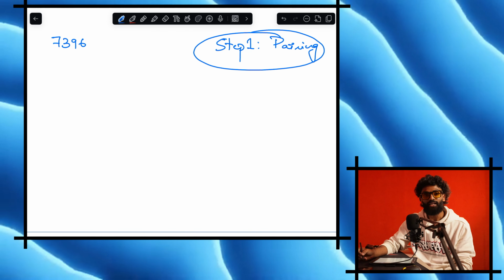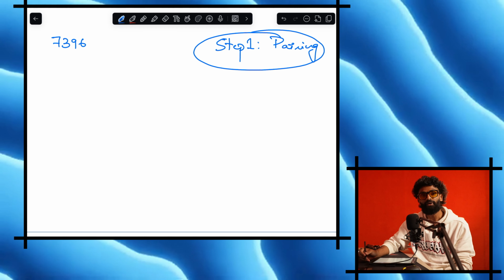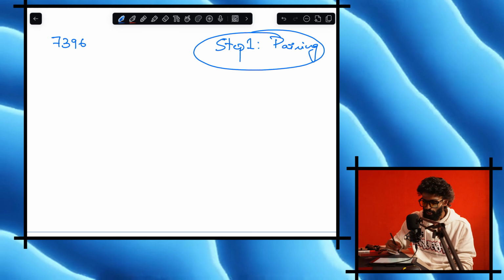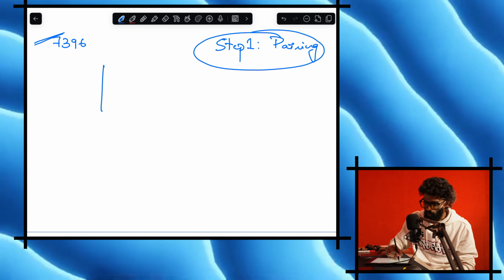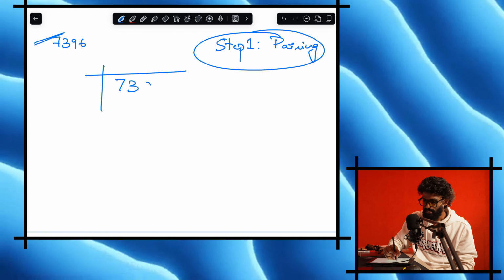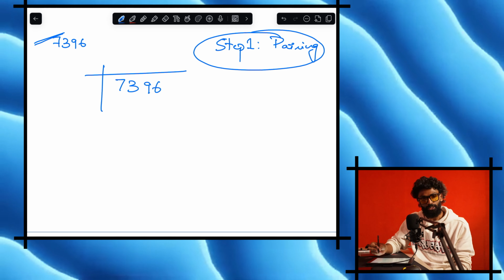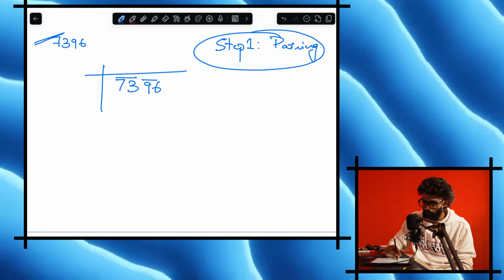So how do we solve? Step number 1, as you can see, is pairing up the numbers. The pairing should always happen from your RHS, which means right hand side. The first question we've taken here is 7396. We draw the method, we draw the lines. The most important step is pairing. We pair the numbers from the right side.